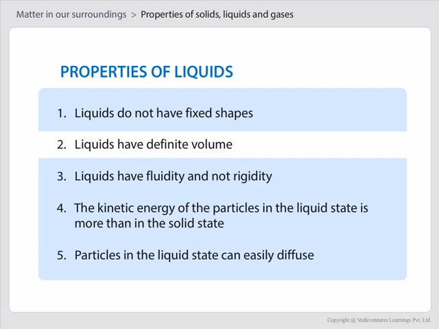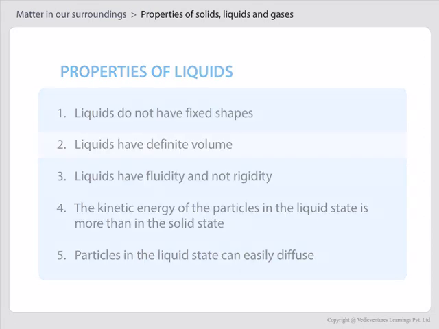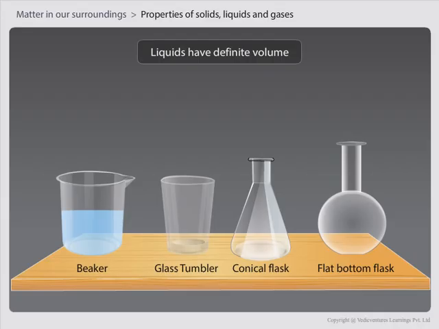Liquids have definite volume. Liquids do not have a fixed shape, but they have a definite volume. This can be shown by performing an experiment. Take some water in a beaker and mark the level of water in it. We will find that water takes the shape of the beaker. We pour this water from the beaker into other containers of different shapes one by one.